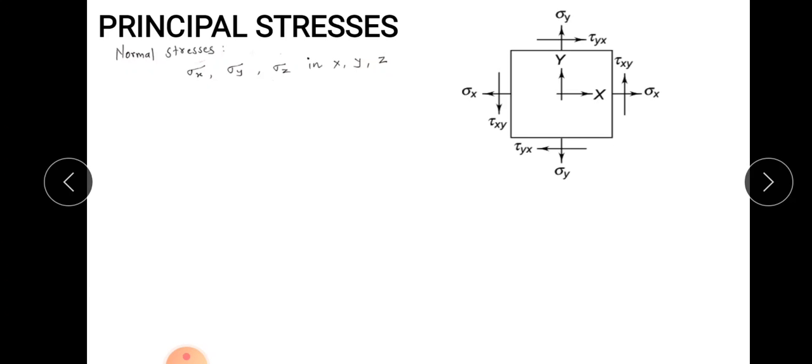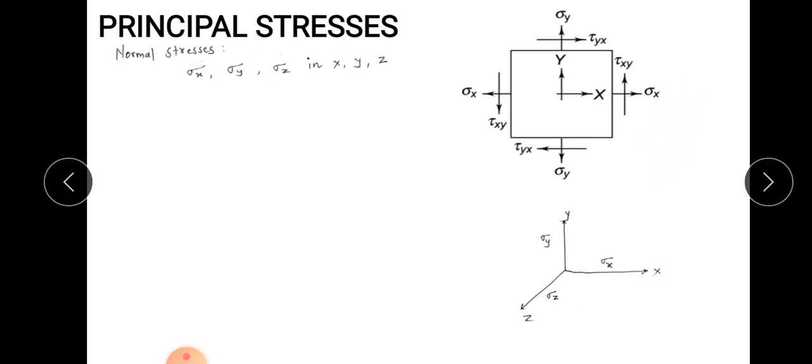Now let us consider an example of a simple element of a plate, as you can see in this figure. I am showing with the help of the pointer. Let us consider an element of a plate which is subjected to two-dimensional stresses. You can see this particular plate is subjected to tensile stresses sigma x in the x direction and sigma y in the y direction. Along with this, you can also see that this element is subjected to shear stresses tau xy and tau yx.